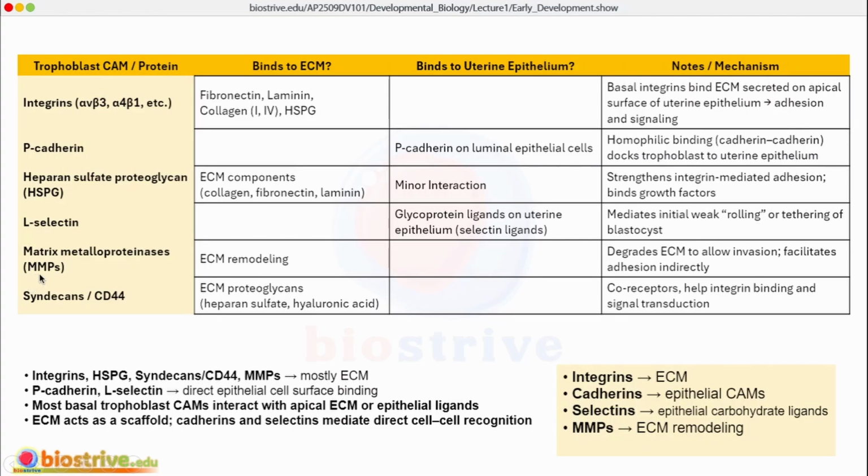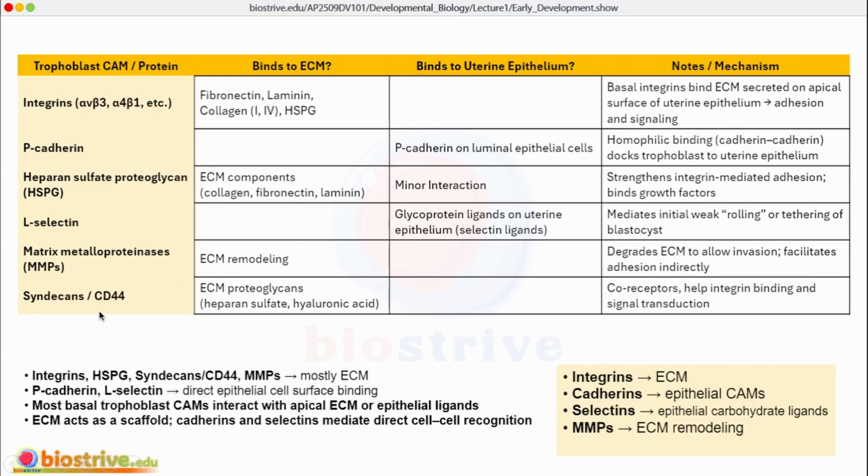In case of MMPs, which are matrix metalloproteinases, they help in ECM remodeling, which is essential so that we degrade some of the ECM to allow invasion, because the uterine epithelium has secreted this specific ECM, and this extracellular matrix will have to be modified. Some of the molecules will have to be degraded to make a path for the blastocyst to implant itself. So it facilitates the adhesion indirectly.